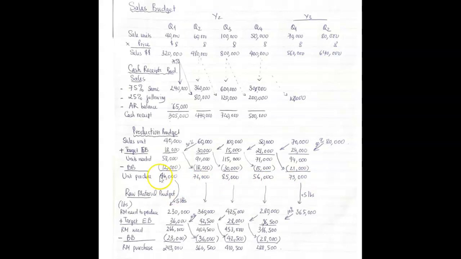Okay, so now the raw material budget, and that is only tricky because we start out with units, like actual units that we're going to produce, and then pounds per unit. So now it's going to change to pounds. So 46,000 units times 5 pounds is 230,000 pounds that we need of raw material.